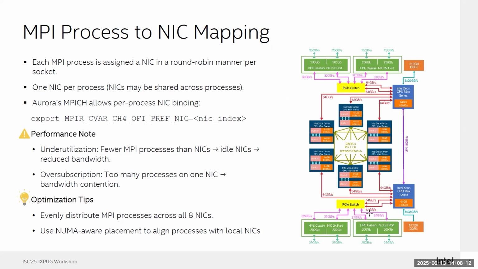Now, how to choose the optimal size depends on the application characteristics. We need to take into account the communication pattern, how the application uses the GPUs and the memory system, and then that will determine the optimal number of MPI processes.